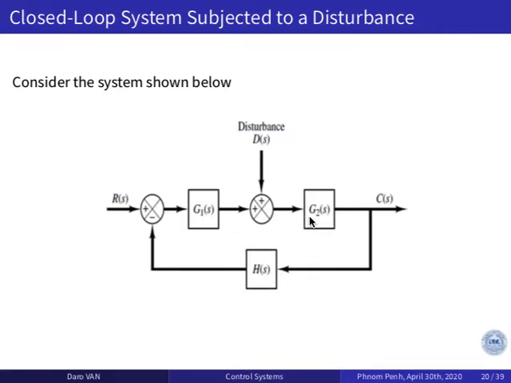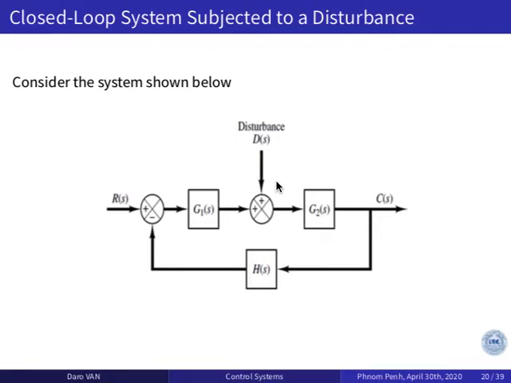And this is G2(s). As I said, you can consider it as a plant, basically the dynamics of the system. In the simulation, it's a mathematical model, and in practice, it is real hardware. And there is a disturbance introduced into the system.